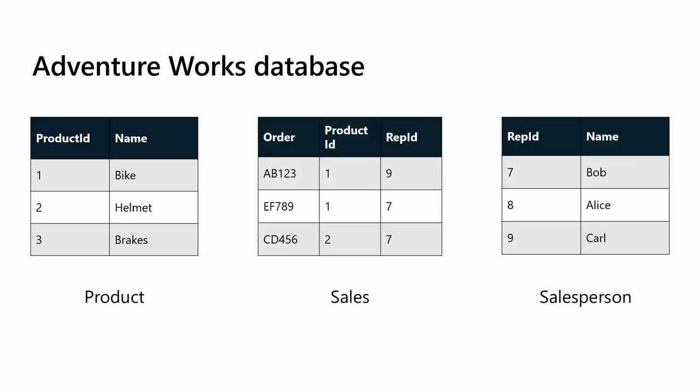The AdventureWorks dataset contains three tables: product, sales, and salesperson. The product dimension table is connected to the sales fact table using a one-to-many relationship based on the product ID column common to both tables. And a one-to-many relationship also connects the salesperson dimension table to the sales fact table based on their common rep ID columns. There are two types of cross-filter direction.